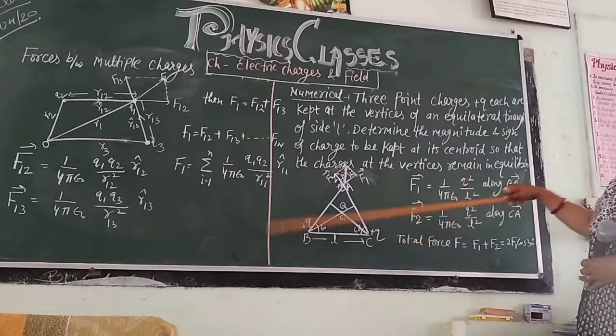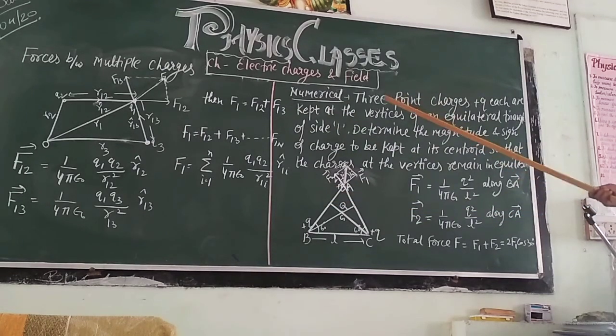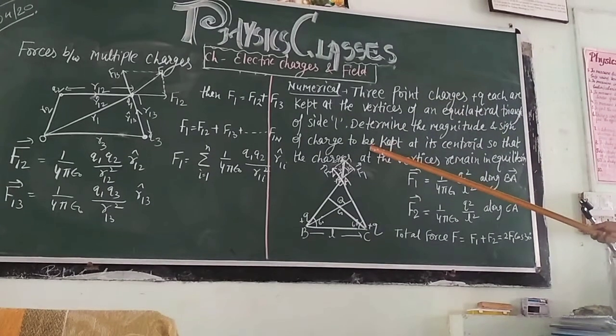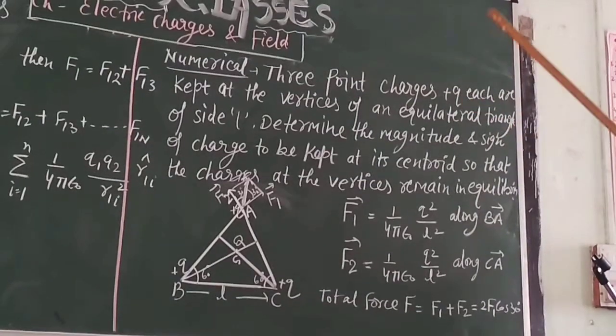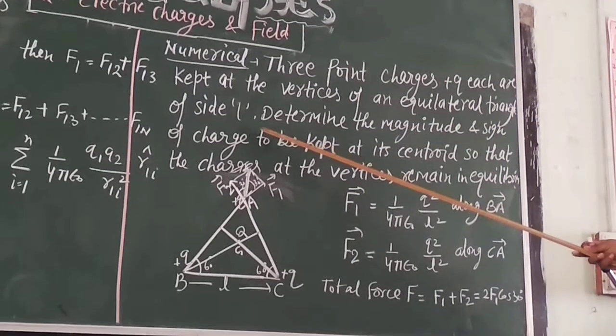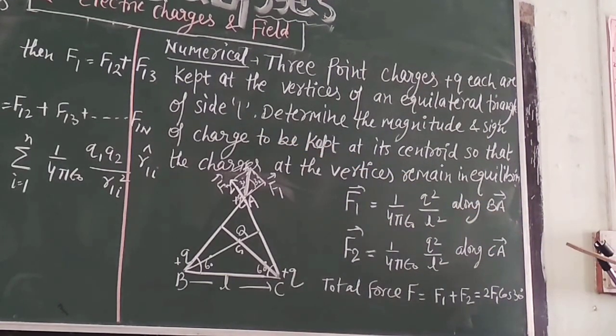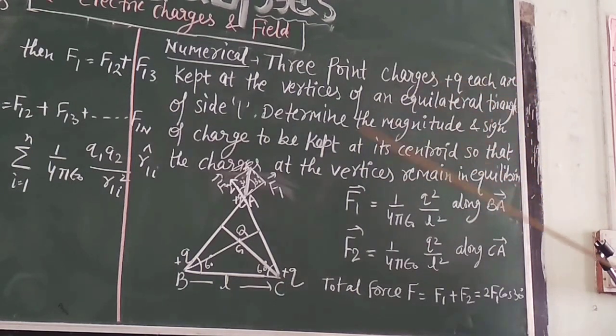Now, understanding this concept, we can do some numericals. First numerical is there. 3 point charges, plus q each, are kept at the vertices of an equilateral triangle of side L. Listen again, the charges are plus q on all vertices and the side of the triangle is L, that is an equilateral triangle. Determine the magnitude and sign of charge to be kept at its centroid so that the charges at the vertices remain in equilibrium.